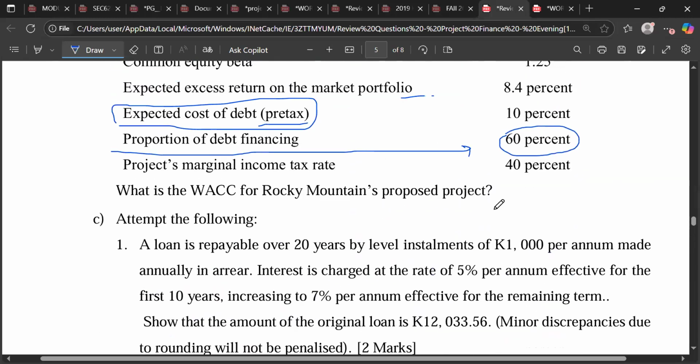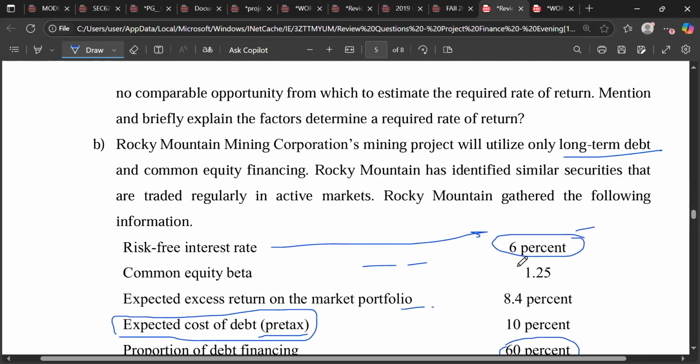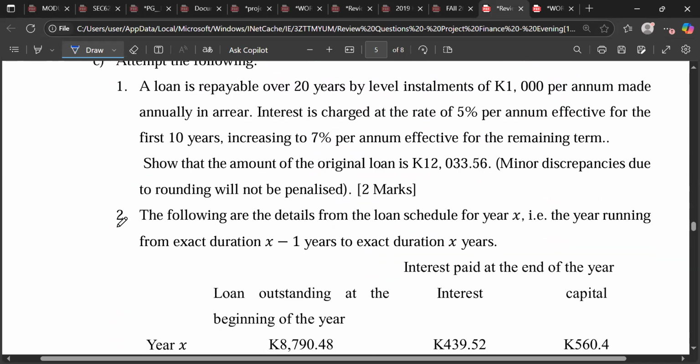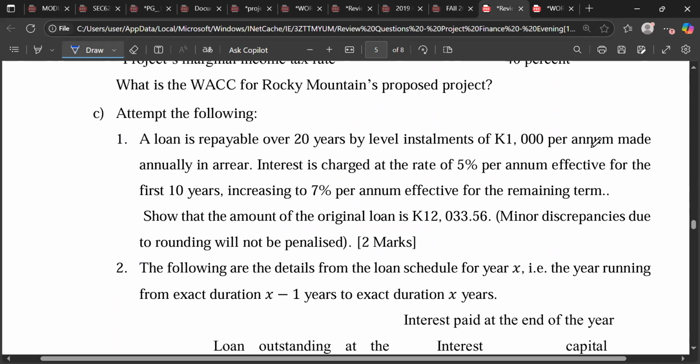So this is how we tackle this question. Just like that, we're done with part B. Now let's look at part C. Part C says a loan is repayable in 20 years by level installments of 1,000 per annum, made annually in arrears. Interest is charged at a rate of 5% per annum effective for the first 10 years, then 7% for the remaining term. Show that the amount of the original loan is 12,033.56.